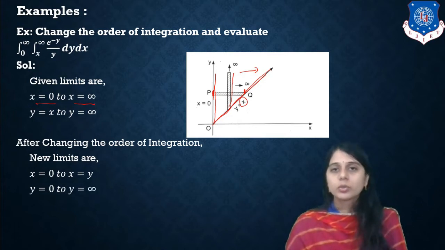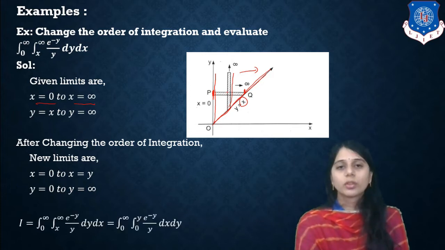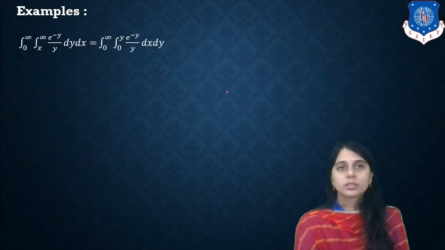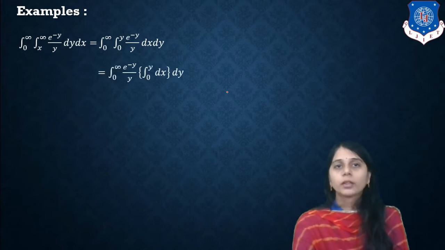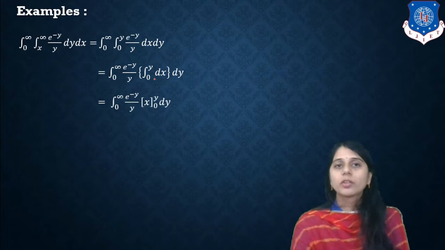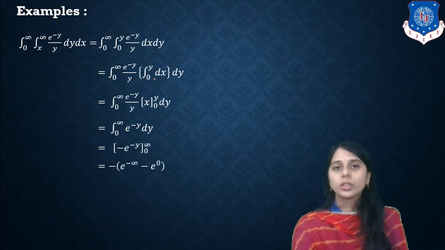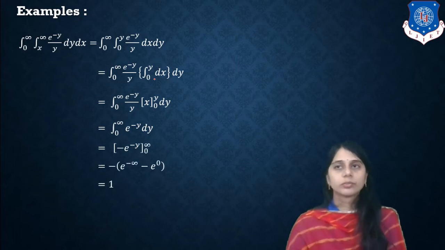Now we take y equal to 0 to infinity. So putting in the integration and changing the order, the integral from 0 to infinity, 0 to y, e raised to minus y dx dy. Now integrate this: e raised to minus y. We integrate 1 dx, so we get x, and putting the limits of x, we get y e raised to minus y dy. Putting the values of e raised to infinity to 0, we get 1.